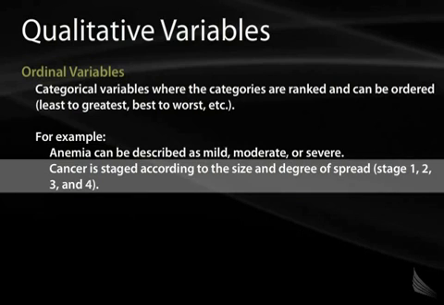Cancer similarly can be staged according to the size and the degree of spread. So for example, stage 1, 2, 3, and 4. It's very important again to recognize variables as being either ordinal as shown here or nominal as described previously, because this will determine the type of statistical test that can be used to study these variables.